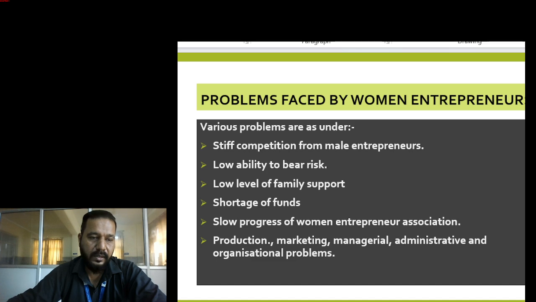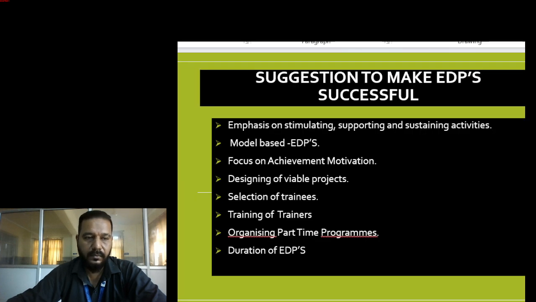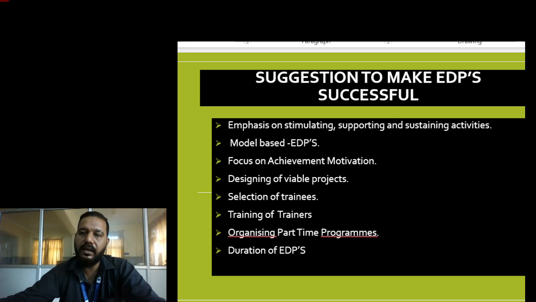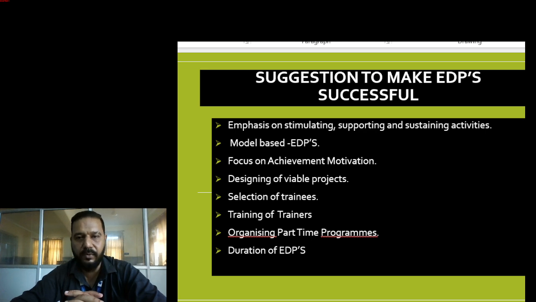Now, moving to the next slide: suggestions to make EDP successful. Everybody talks about the problem, everybody talks about the content, but nobody talks about the solution. Now, in this chapter, I'll talk about the suggestions on how to make this EDP program, Entrepreneurship Development Program, a successful program.